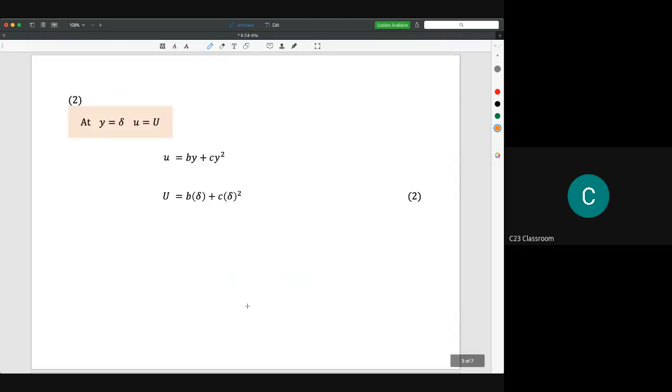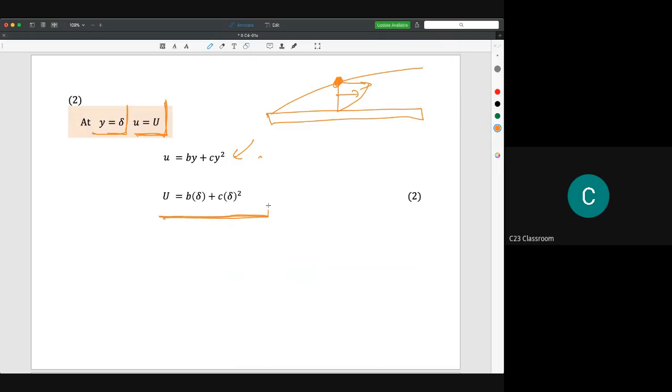And then we substitute with the second boundary condition. At the top, we have the boundary condition here for the velocity distribution. At y equal to delta, u is equal to capital U. Then we substitute into this equation, and we get this term. So this is our second equation.